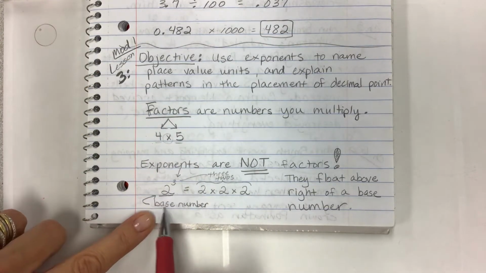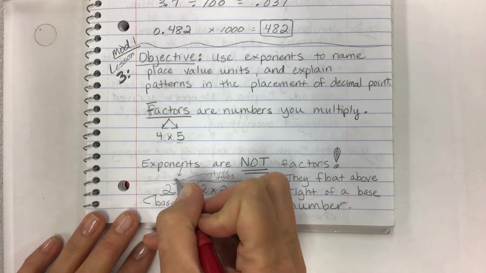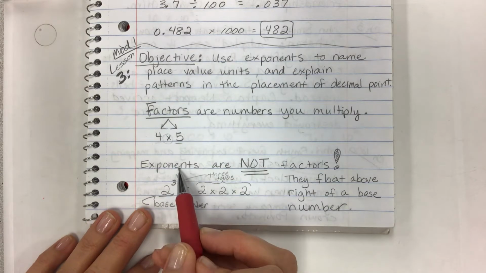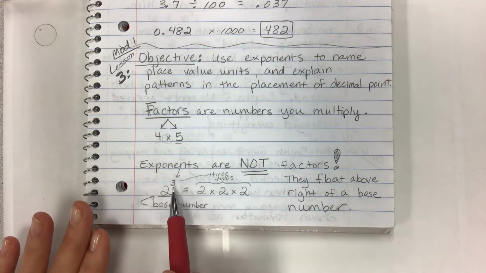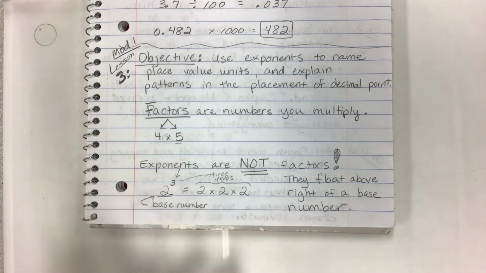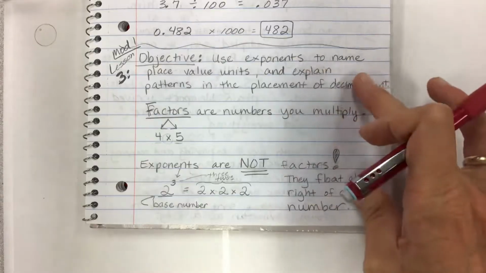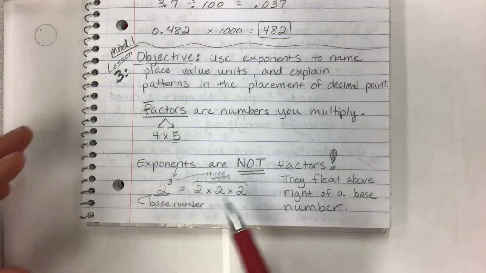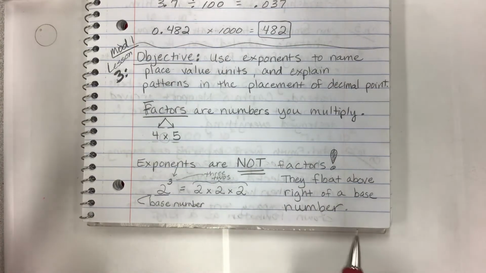2 here is a base number. 3 is this little tiny number that's floating above and to the right of the 2. The 3 is an exponent. Now, what does that mean? It does not mean that I'm going to multiply the 3 times the 2. No, no, no. Exponents are not factors. Please write all these notes down. You'll have to occasionally refer to these notes throughout the year. You have to understand what exponents are.